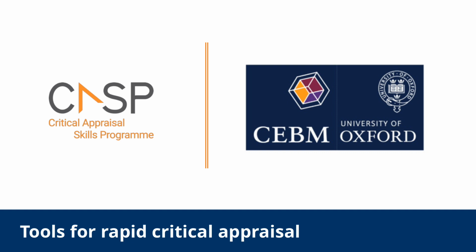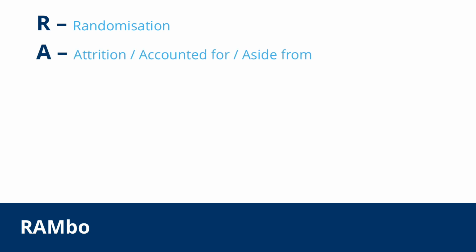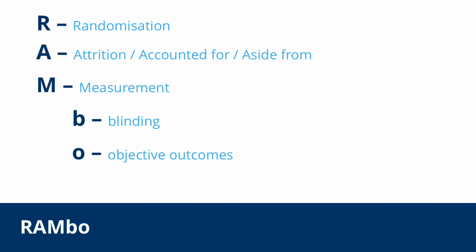We'll focus our attention in this module on rapid critical appraisal using the RAMBO appraisal tool. RAMBO stands for randomisation, attrition accounted for, and measurement, where we look at blinding and the objectivity of outcome measures. For each item of the RAMBO checklist, we answer yes, no, or unclear if there's insufficient information.